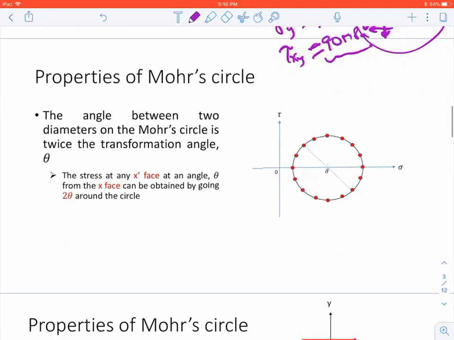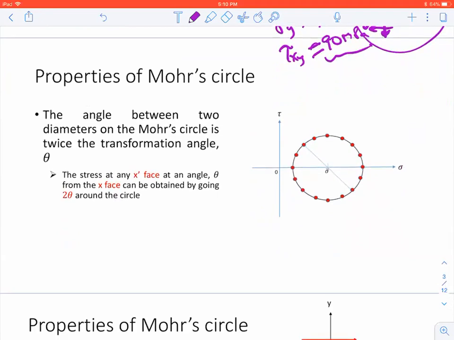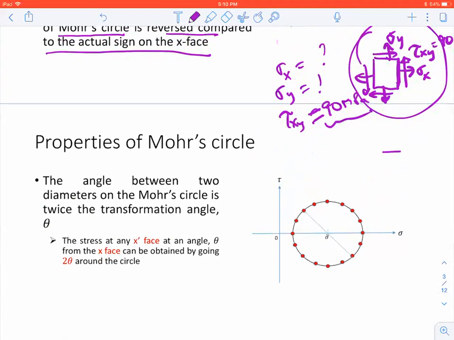Okay, properties of the Mohr circle. The angle between two diameters on the Mohr circle. Say, for example, I have two cases here. And I have another case. I'm just drawing it separately. I don't want to overlay the drawing. So I have sigma x prime y prime. Now I rotated it, okay? So I have tau x prime y prime.